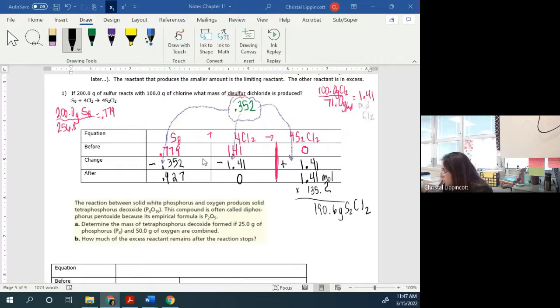And the 135.2 is just all of, it's 2 sulfurs, which are 32.1, and 2 chlorines, which are 35.5 each. So what would that be called? Molecular mass or molar mass? Molecular. Called the molar mass. Actually, it's a molar mass because it's the grams of 1 mole of this.